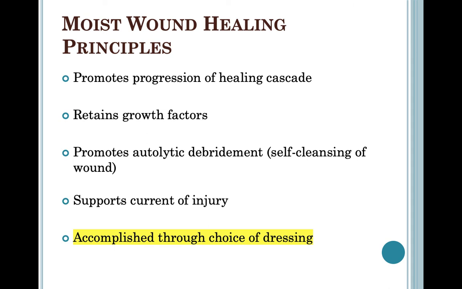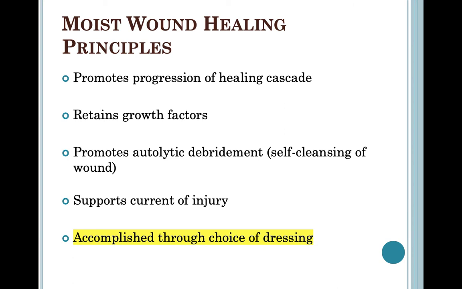With moist wound healing, we know that it promotes the progression of the healing cascade. Those new epithelial cells and blood vessels cannot develop unless there is adequate moisture at the wound. The moisture that's produced by a wound also contains growth factors and cytokines that help to advance the wound healing cascade. It promotes autolytic debridement, which is where the body and the body's immune system help to rid the wound of any dead tissues or foreign matter and debris that might be present.